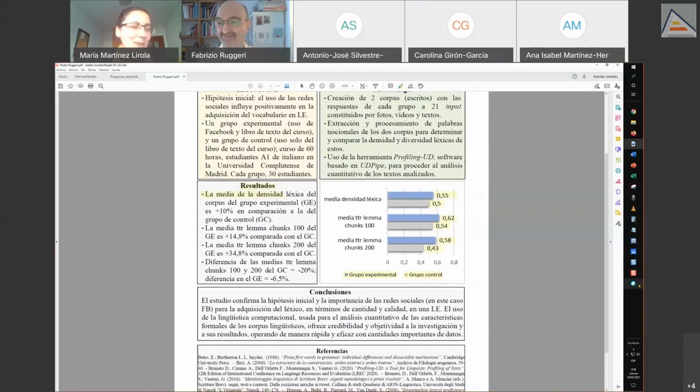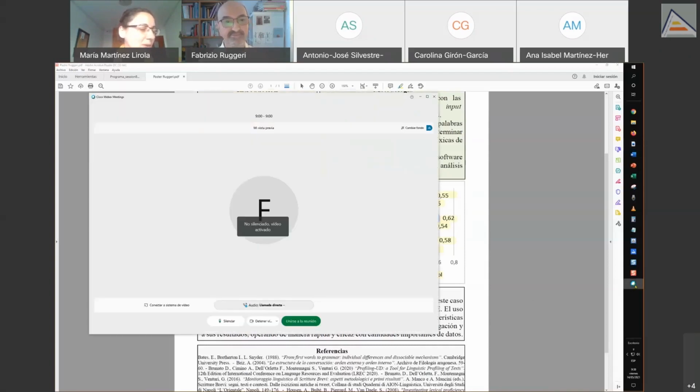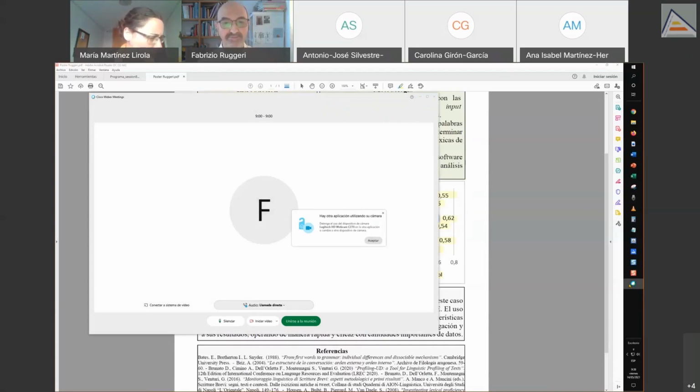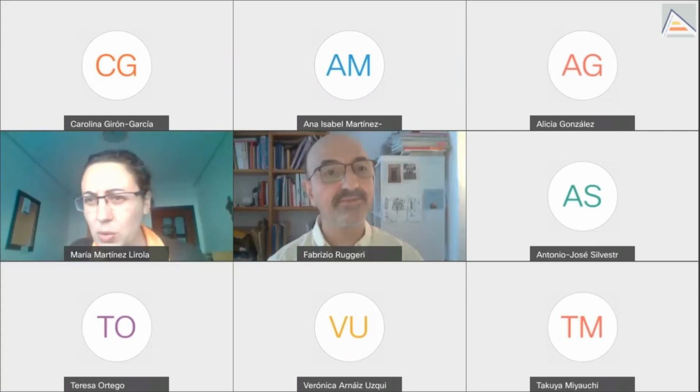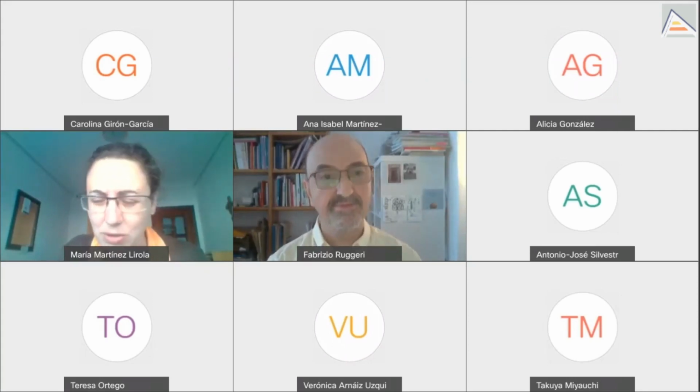And the next, so thank you, Fabrizio. And the next poster is constructing a meta-language for analyzing source documents in translation practice. The presenter is Takuya Miyauki, and it has been prepared also with Rei Miyata and Kyo Kageura. So I suppose the person presenting is ready. So thank you very much.